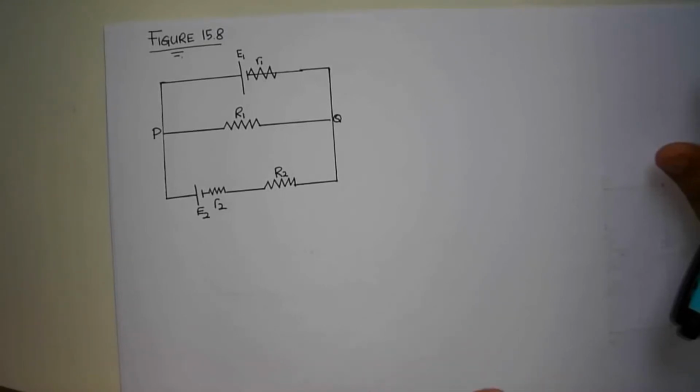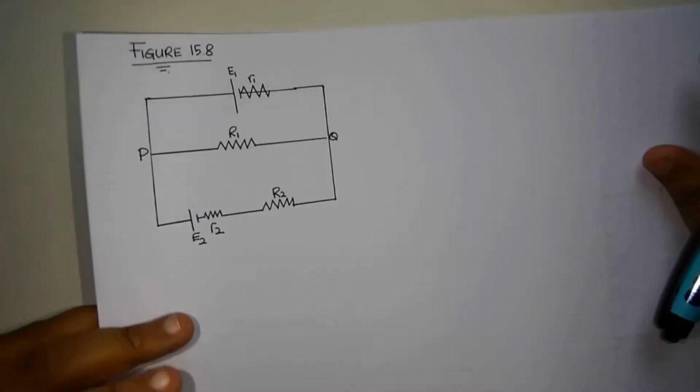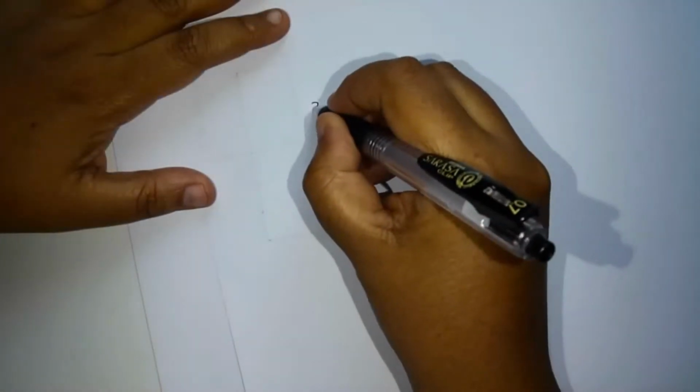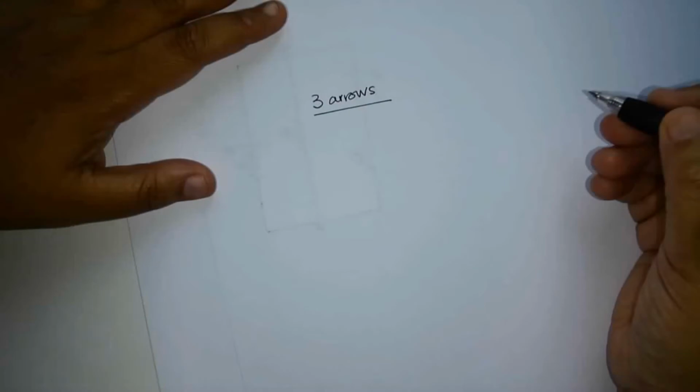In every circuit, when we want to apply Kirchhoff's law, we need to have three arrows. I'm going to just write here. How many arrows do we need? We need three arrows. We're going to draw three arrows.